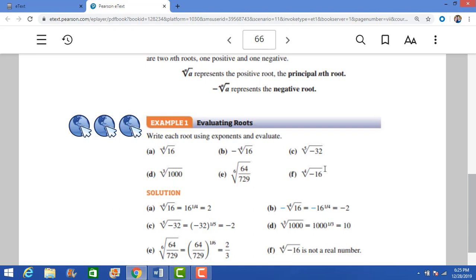And then here, there is no answer, because this is an even root, and we cannot take an even root of a negative number. And so there is no real number that will give us the 4th root.